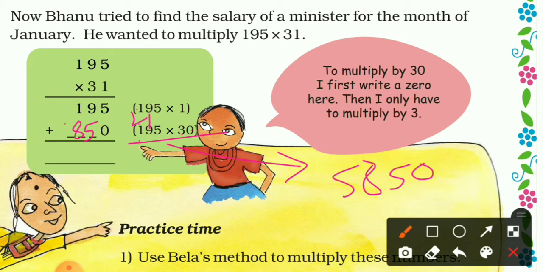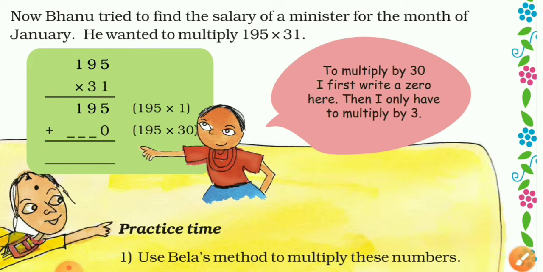Then 8, then 5. Now add this all. 5 and 0, it is 5. 9 plus 5, it is 14. So 1 will be carried. 8 plus 1, 9, plus 1, 10, 0. 1 will be carried. 5 plus 1, 6. So 6045. This is the salary of the minister for 31 days, means for the month of January.